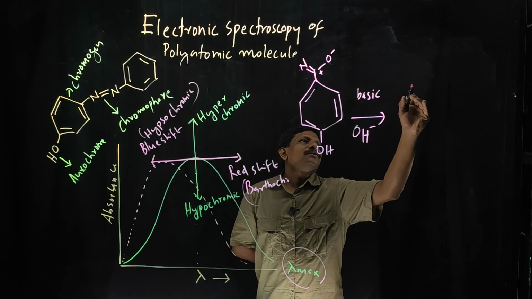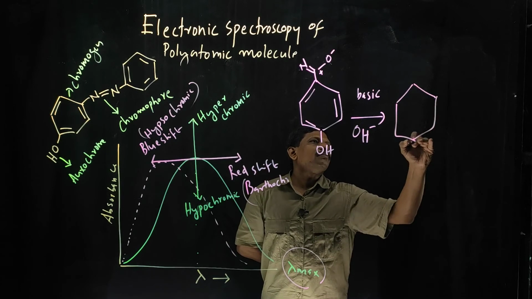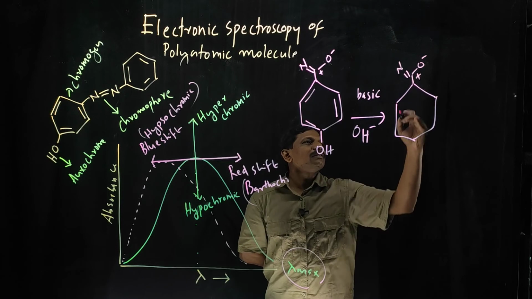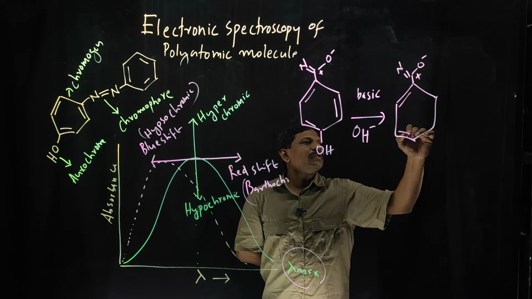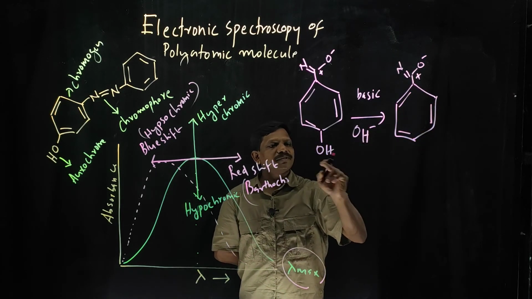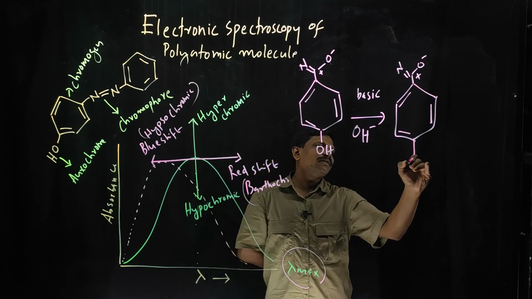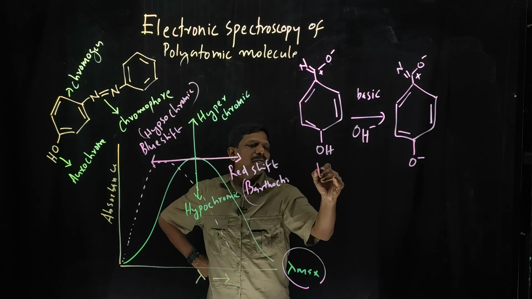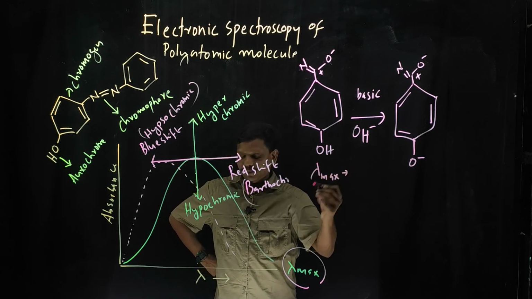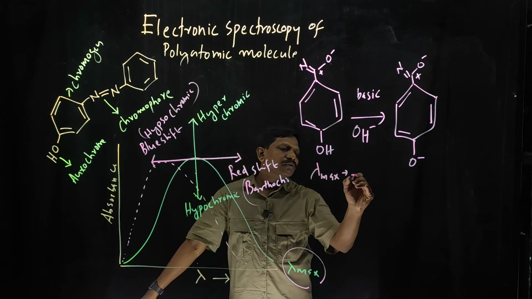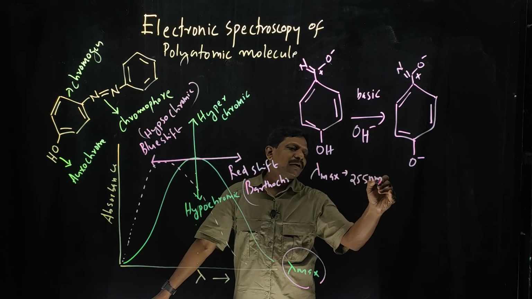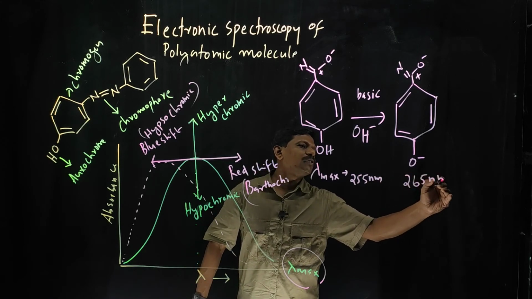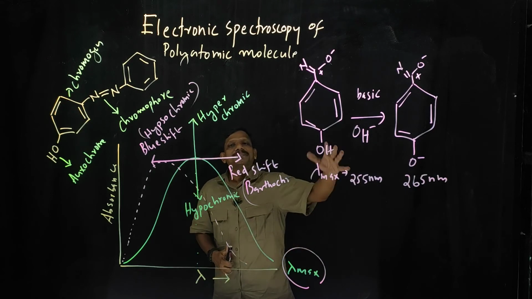So what happens here? Due to the OH minus, the effect of OH minus can abstract one hydrogen, and it will become O minus. Here the lambda maximum for this type of compound is 255 nanometer, and here it is actually 265 nanometer. What happens here? The lambda maximum increases.